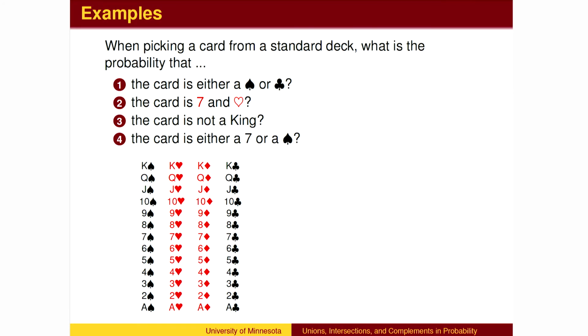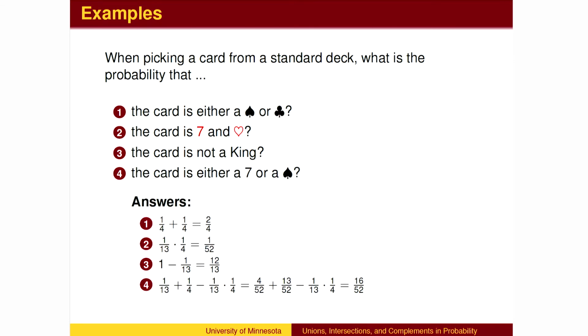Here are some examples. You may wish to pause the video to see if you can find these probabilities. There are 4 suits, so 1/4 of the cards are spades and 1/4 of the cards are clubs. Since these are mutually exclusive, the word or means add, so we get 2/4.